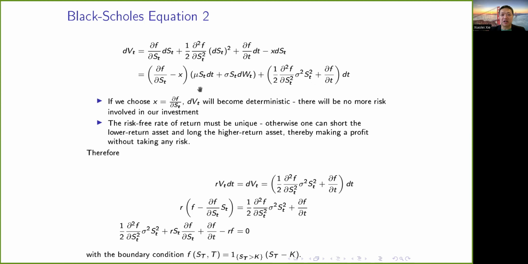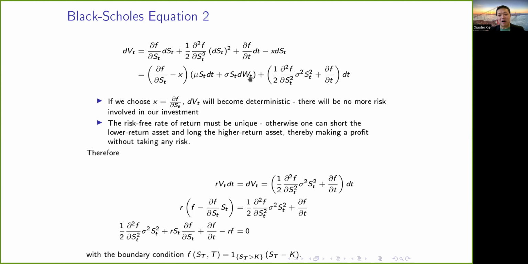If we take a close look here, we will notice that if we choose the number of shares to short to be equal to the derivative of the call option price with respect to the asset price, then this SDE will have no more diffusion term. That is, the coefficient of the WT will be 0. In other words, the increment of the portfolio value becomes deterministic. There will be no more risk involved in this investment.